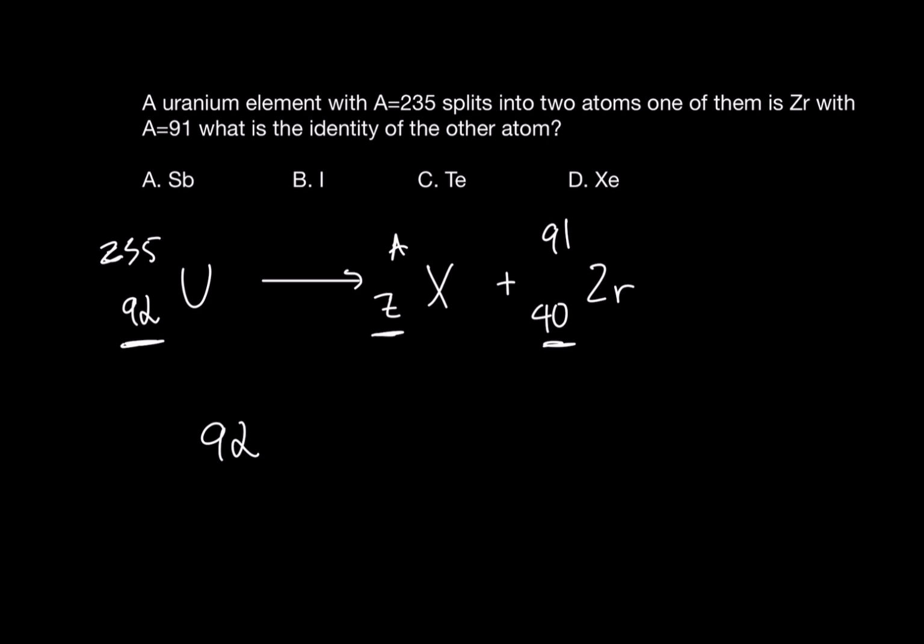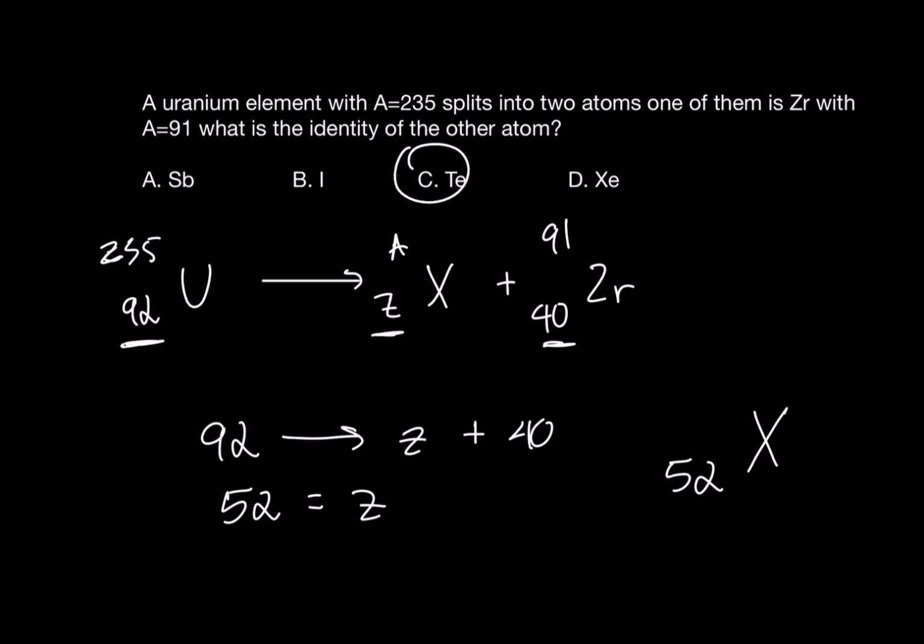So we know that 92 protons split up into Z plus 40. All you have to do is subtract 40 from 92 to get 52, which is equal to Z. So the number of protons for X is 52. I don't really need the mass number because 52 only corresponds to one element on the periodic table. If you take a look at your periodic table, the answer is Te, in period 5 and group 16. So because of that, C is your answer.